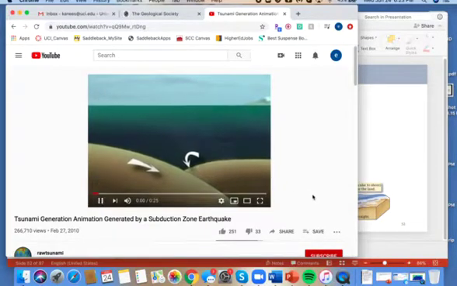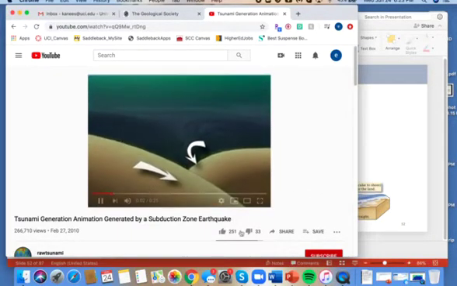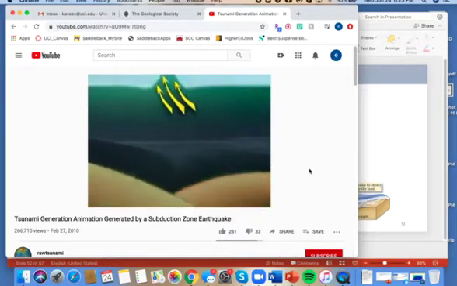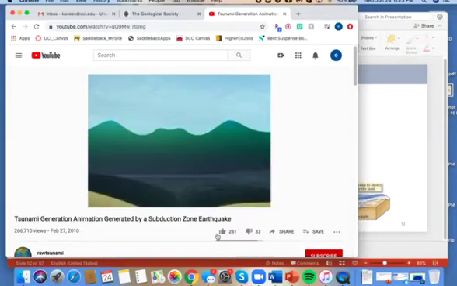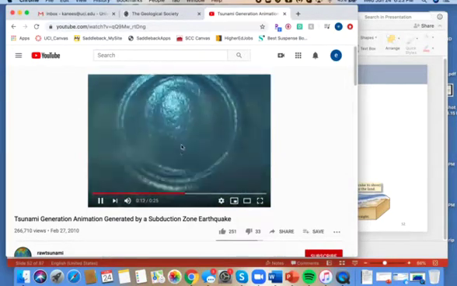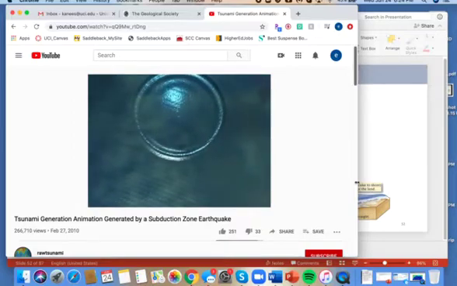So let's watch one more time. We have that subduction. Here we're building up pressure from friction. It's going to snap, displacing all of that water, sending it directly vertically up, which will then spread outwards as a huge wave.